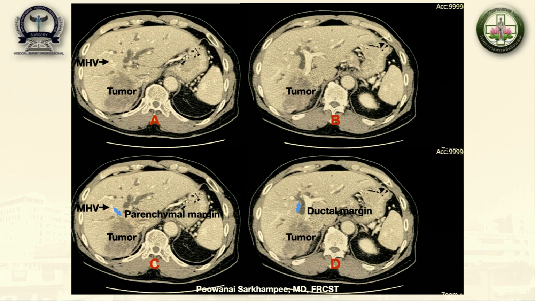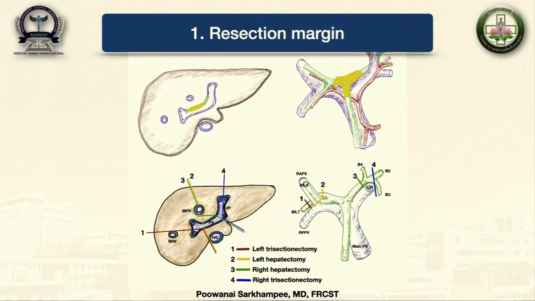If the middle hepatic vein is near the tumor, less than 1 centimeter, you need to cut the middle hepatic vein. Sometimes you call it extended right, to segment 4B. Or if you need a clear resection, you must perform right trisectionectomy. So you decide to perform right hepatectomy or right trisectionectomy to increase the resection margin.